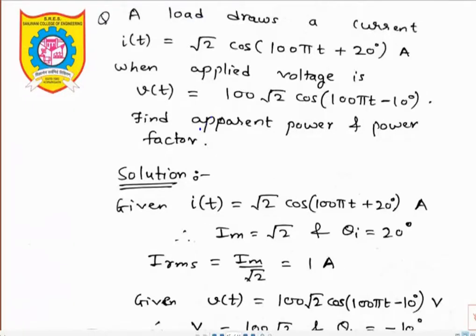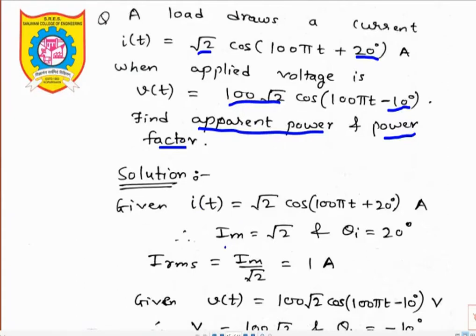Welcome all. So now let's look at the question based on apparent power and power factor. Question: a load draws a current i(t) equal to root 2 cos(100πt + 20 degree). That means Im is root 2 and theta I is 20 degree. When the applied voltage is v(t) equal to 100 root 2 cos(100πt − 10 degree), that means Vm is 100 root 2 and theta V is minus 10 degree. And we have to calculate apparent power and power factor.